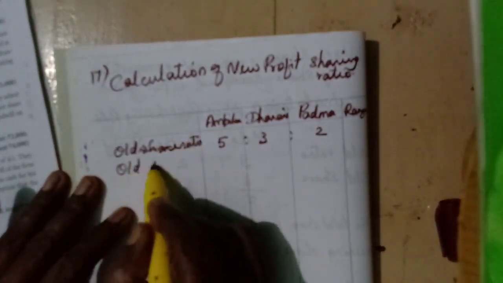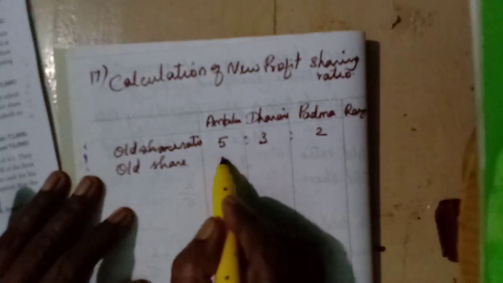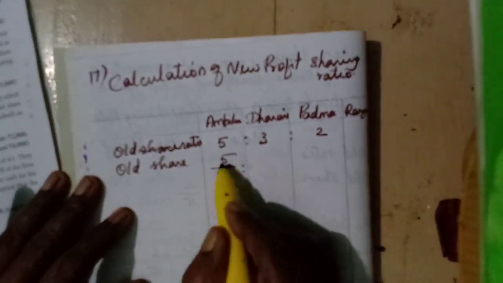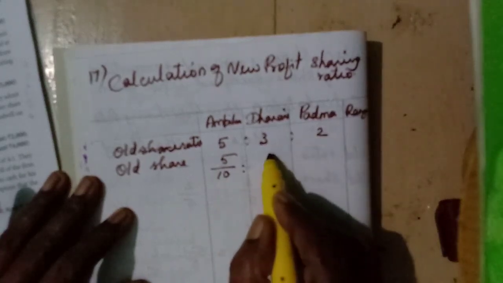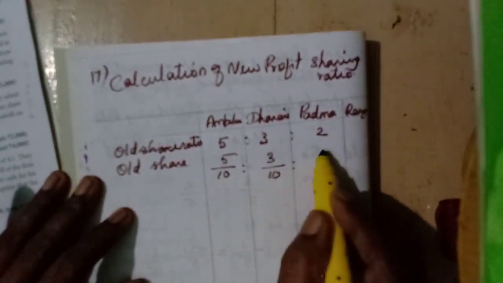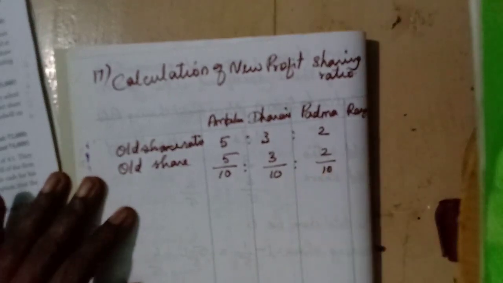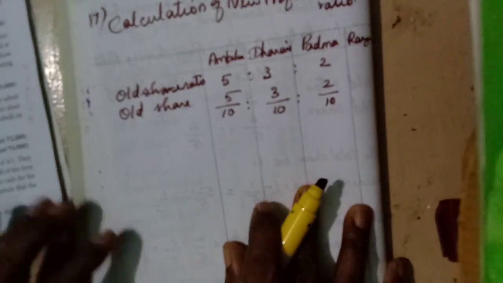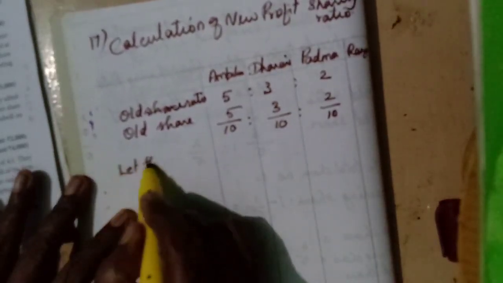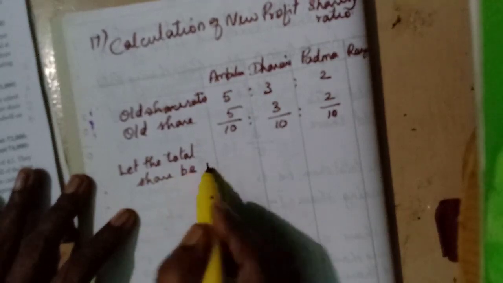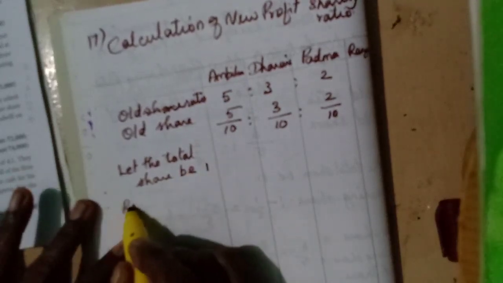Now old share: 5 by 10. Total share 5 plus 3 plus 2, 10. Then 3 by 10, 2 by 10. Okay, now we have to write. Let the total share be 1.